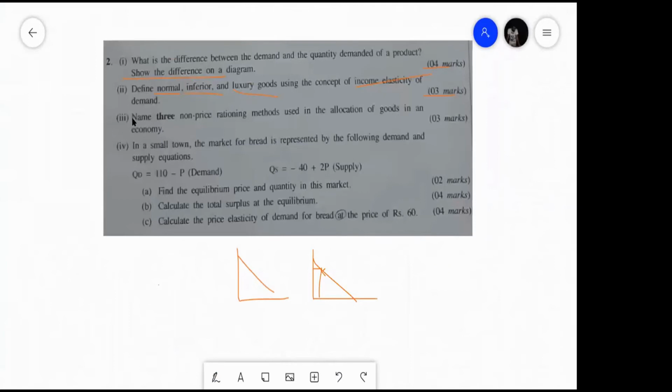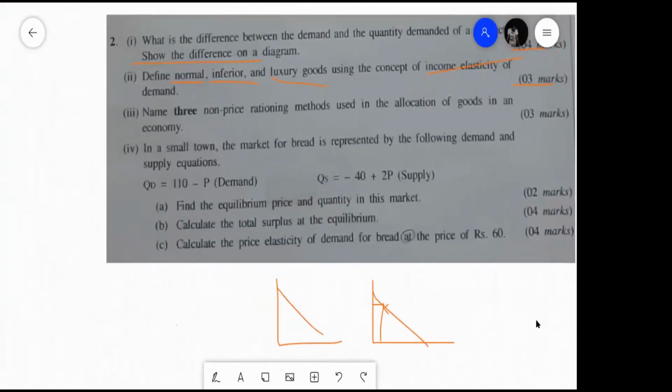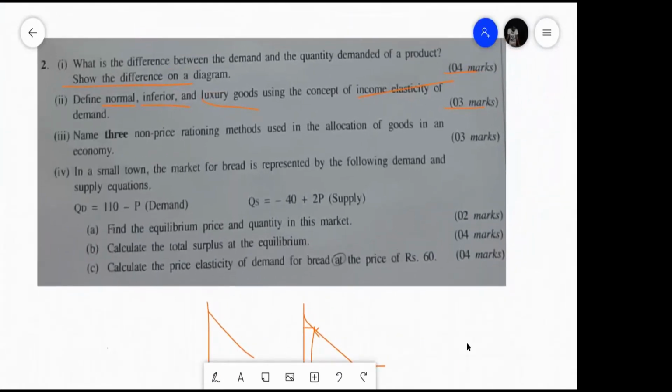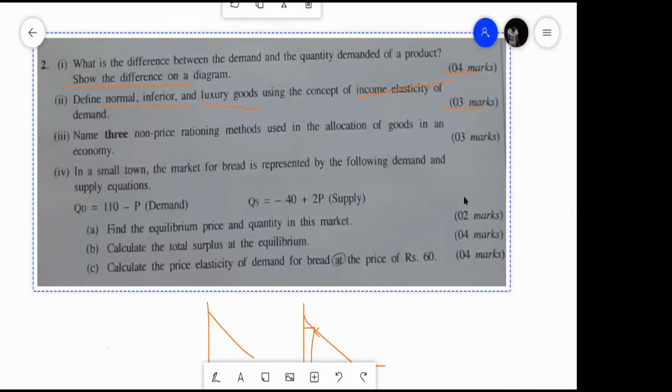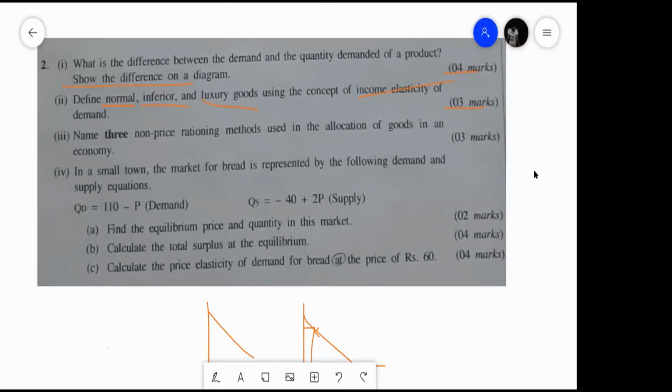Okay. So for the third part, what do you have to write? You can write number 1, queuing system. Number 2, you can write, let's say, coupons. Number 3, you can say coupling with other goods and selling. Maybe 4, you can say the use of black market prices. So all of those are non-price rationing methods that come in unit number 3.